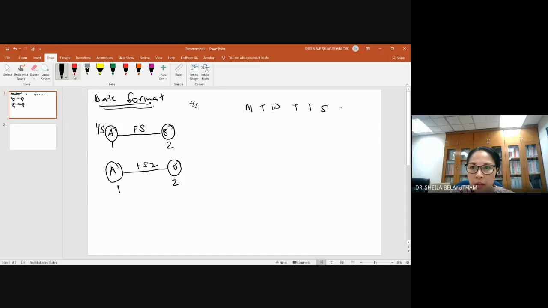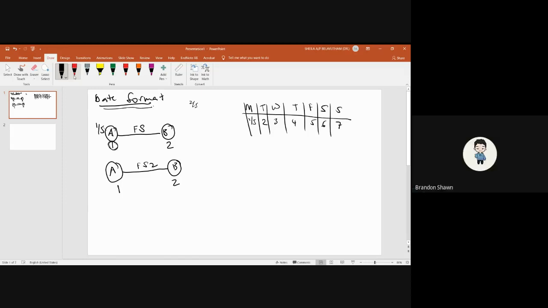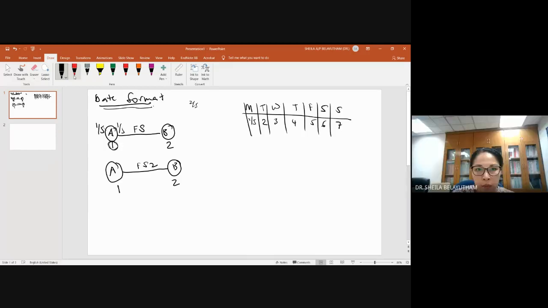Tuesday, Friday, Saturday, Sunday. Let's say this is our working day, and you start your work on 1st May. You start the activity on 1st May. When do you finish activity A? One day duration. It should be on the 1st of May too.